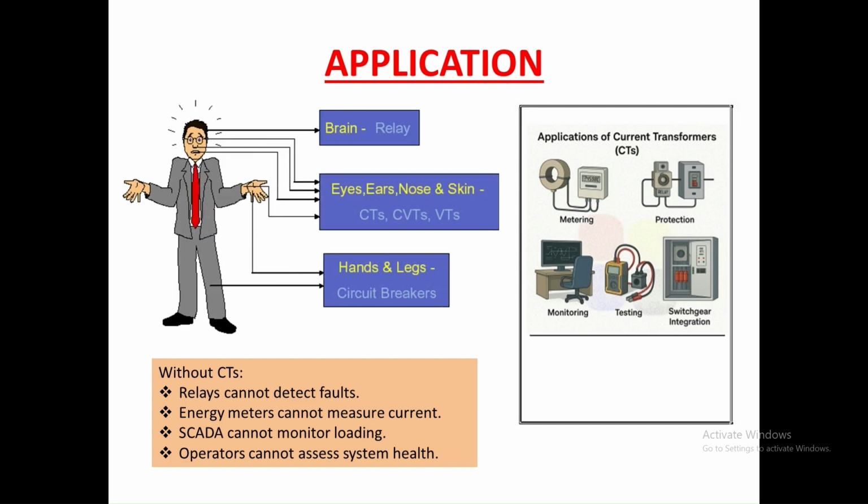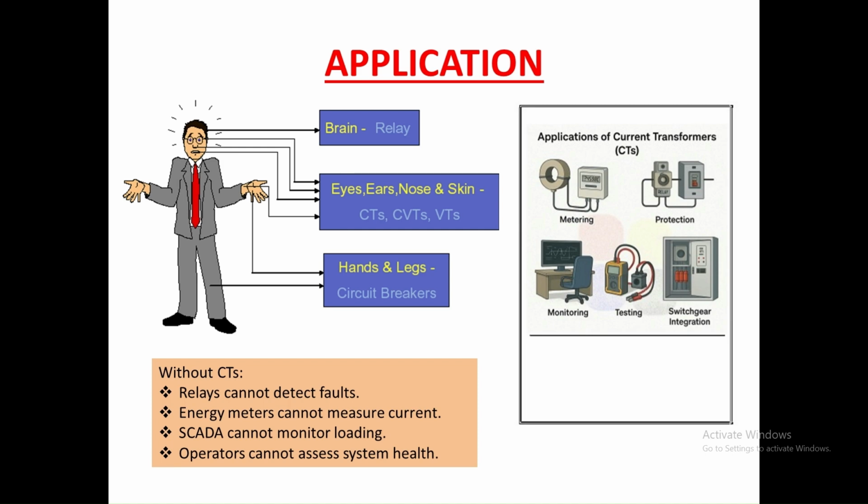The basic function is like the brain in our biological system. The function of the relay is like the brain. Similarly, the eyes, ears, nose, skin are the CT, CVT, VTs, the potential transformers. Similarly, the hands and legs are nothing but the circuit breaker and isolators. So we have the input sensing organs, that is our ear, eye, nose, skin.